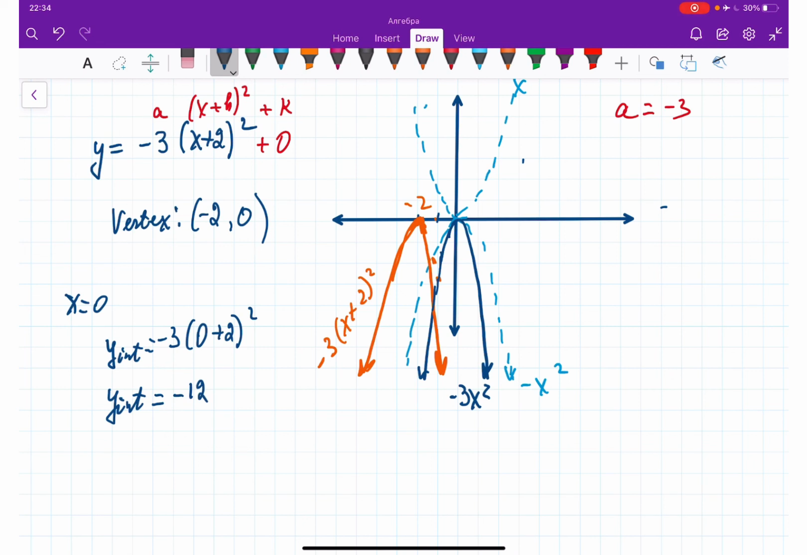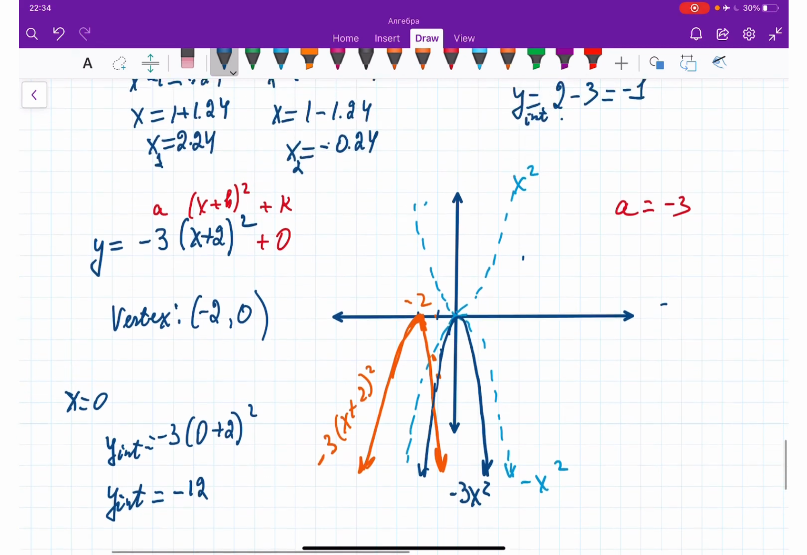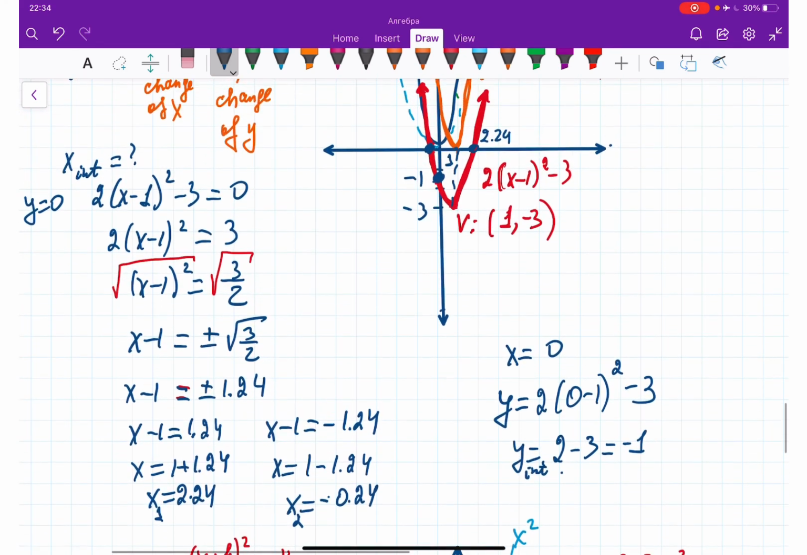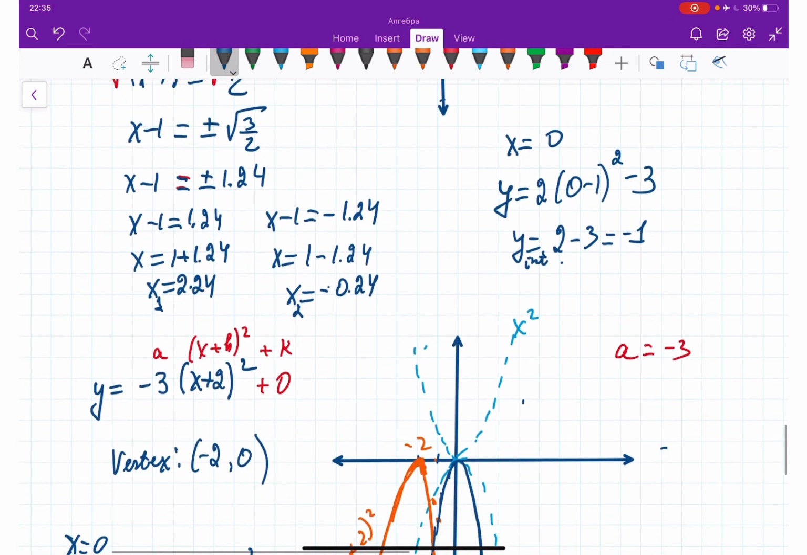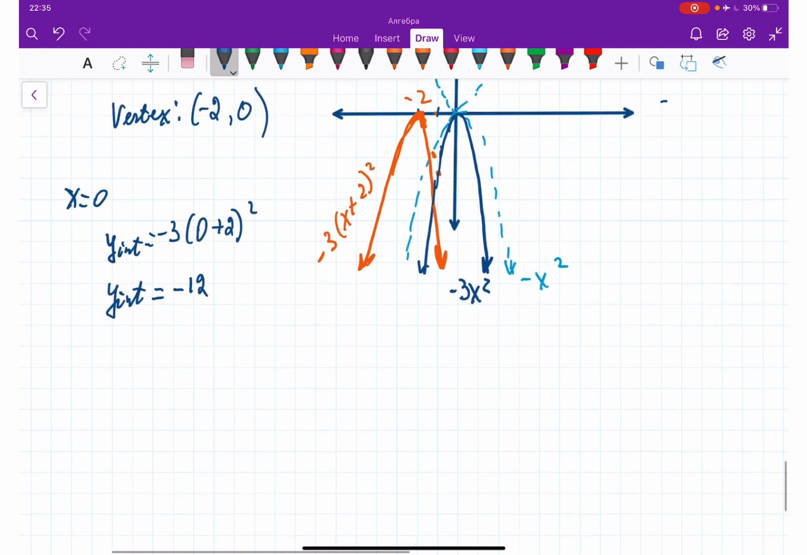And we don't have x-intercepts, right? Because it's going down and the vertex is lying right on the x-axis. Okay, so we solved the one that has two x-intercepts, crossing x in 2 points. We solved one that has only one intercept. Now let's solve the one that doesn't have any intercept.